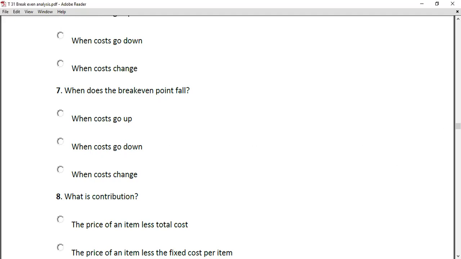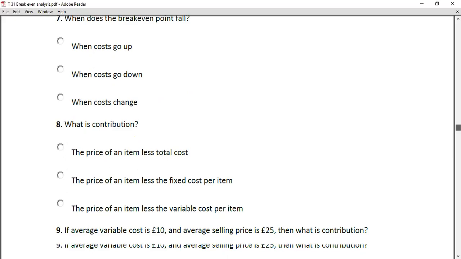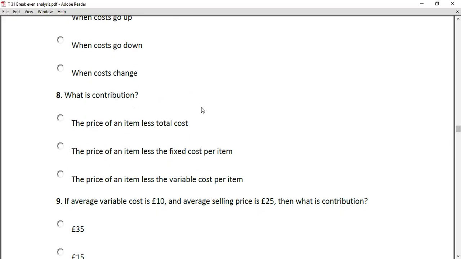Right. Question number 8: what is the contribution? Contribution, I told you, is the difference between selling price minus variable cost. The same thing is the denominator of the break-even formula, fixed cost over contribution.